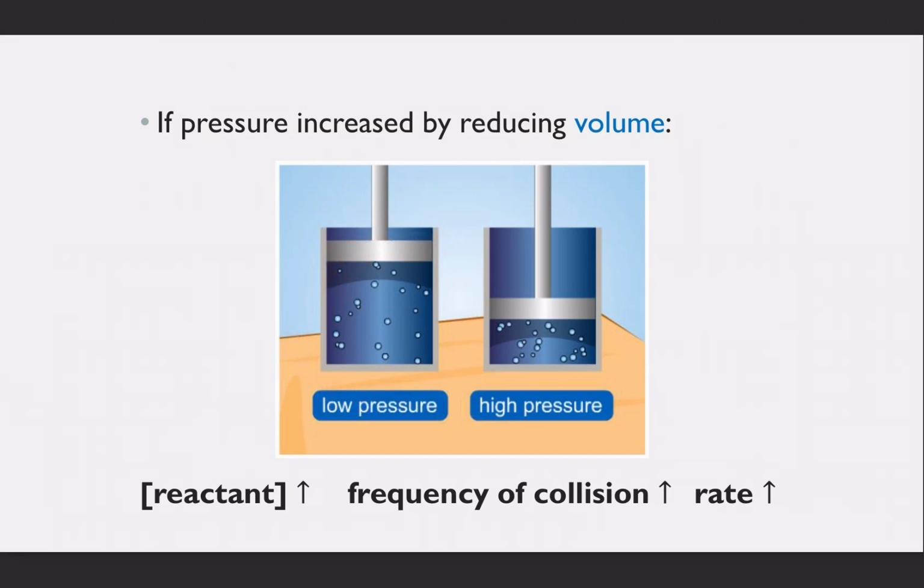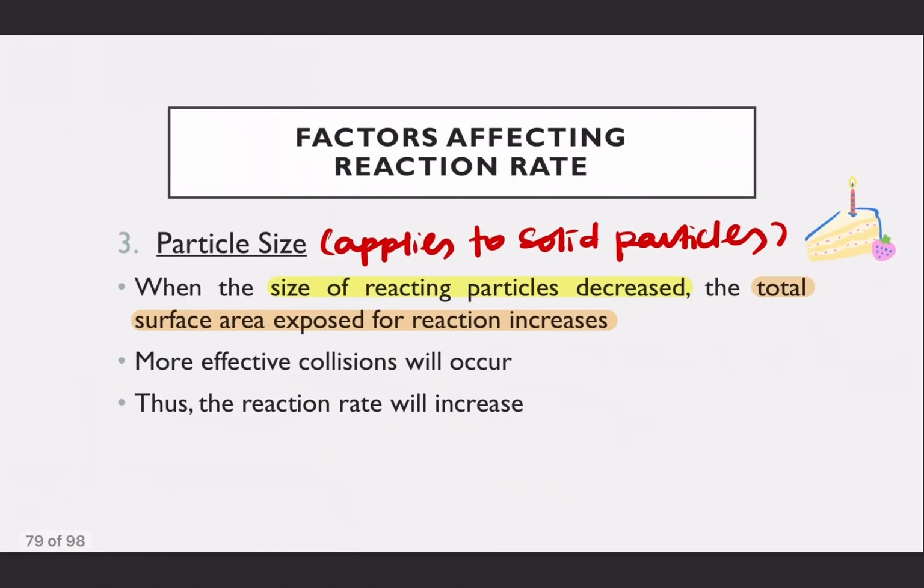If you increase the pressure by reducing the volume, so the volume is much smaller, your particles are much closer to each other in this compact volume. Therefore, the frequency of collision will increase. More collisions will occur per second, and therefore more effective collisions will occur. Alright, so the rate of reaction will also increase.